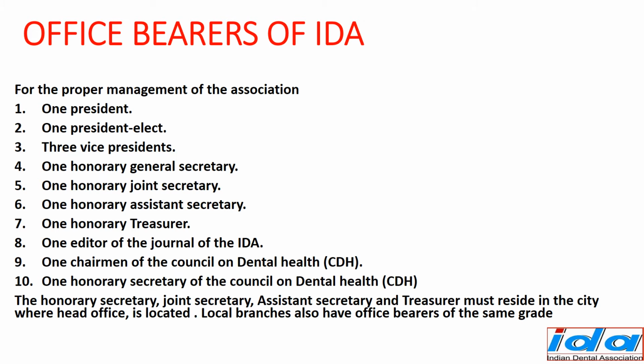The honorary secretary, joint secretary, assistant secretary, and the treasurer must reside in the city where the head office is located. And over here, these are the office bearers of the state branches. So you have the same office bearers for your local branches also.